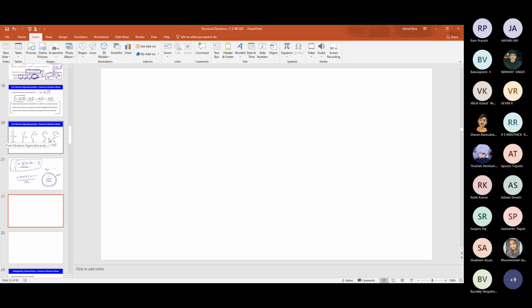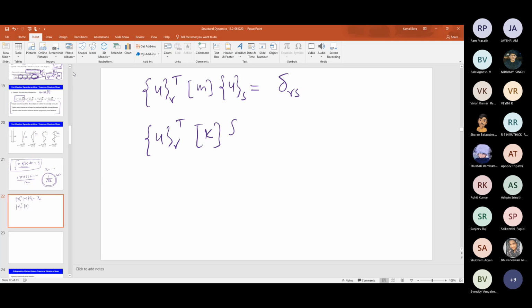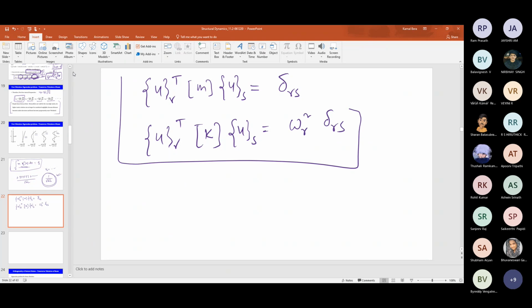So let me just introduce, because time is also almost over. Orthogonality is again coming into the picture, a similar type of thing. Let me first write the orthogonality we have discussed. U_r transpose M U_s equals delta_rs, Kronecker delta, and U_r transpose K U_s equals omega_r squared delta_rs. Please correct me if I am wrong. These two are the orthogonality relations, right?